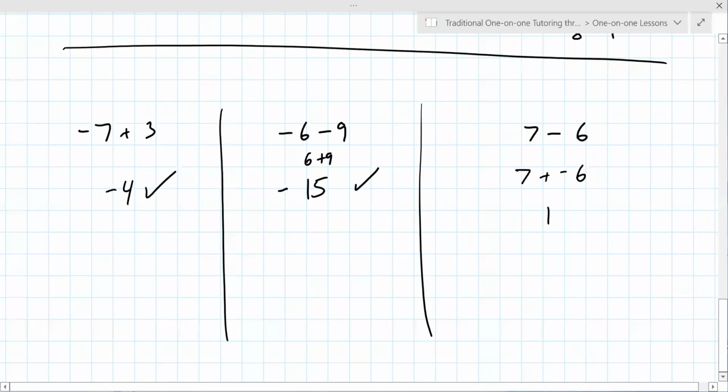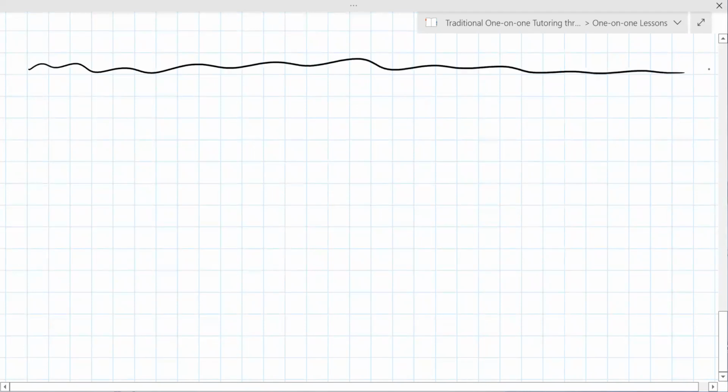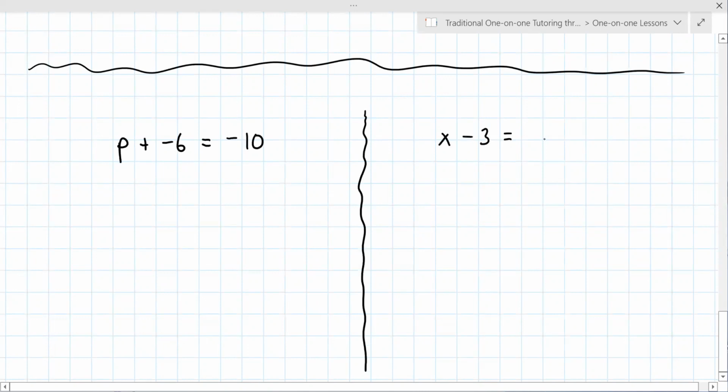Okay, so let's keep looking at some equations now. Let's solve a couple of equations simultaneously here. Let's go p plus -6 equals -10. Let's try this one on the right here. Let's go x minus 3 equals -4. Okay. So I want you to try solving both of these, please.